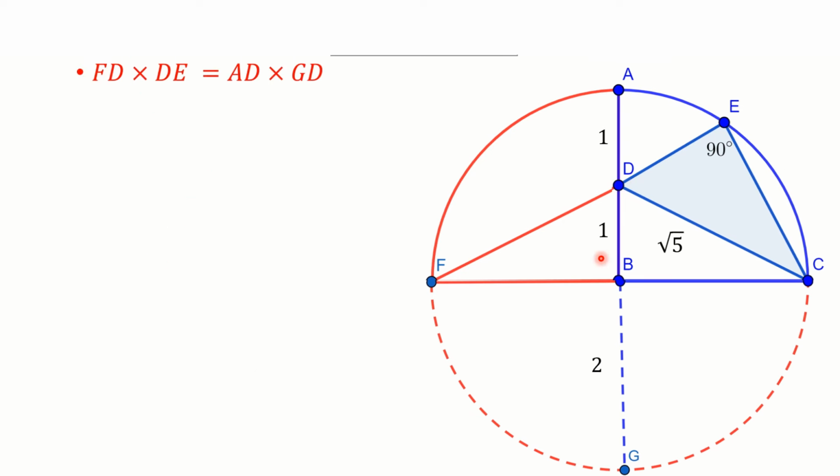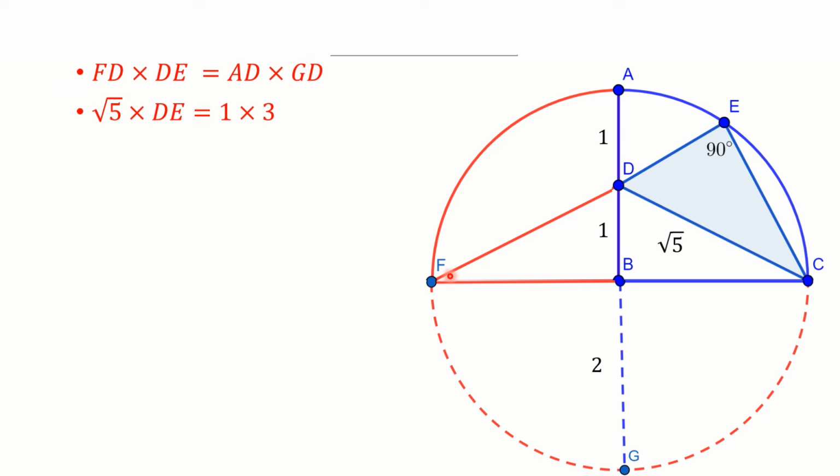So I can write for this chord distance FD multiplied by DE is equal to AD multiplied by DZ or ZD. I am using the same theorem, that is the product of this and this is equal to the product of this and this. Now what is this length? GD. GD length is 2 units is this and 1 unit is this. So 2 plus 1, that is 3 units. So GD is 3 units.